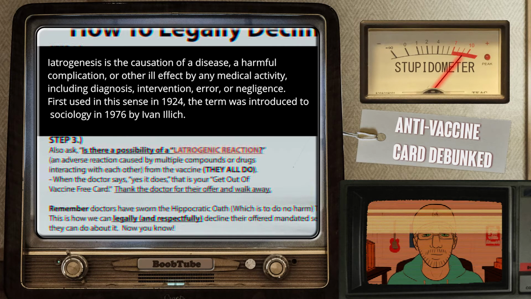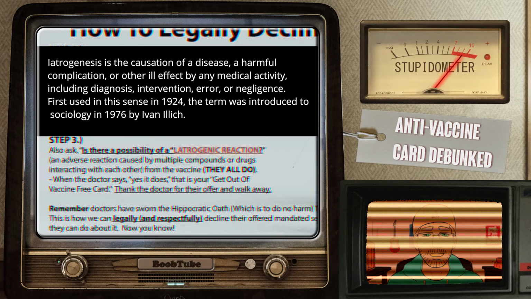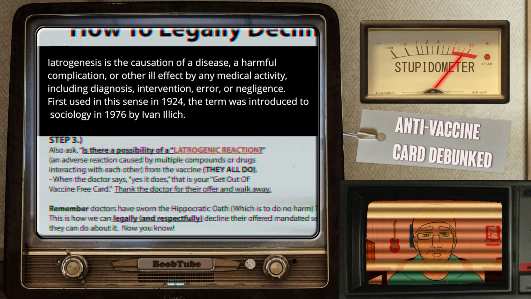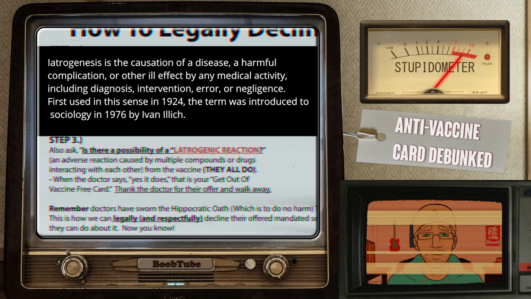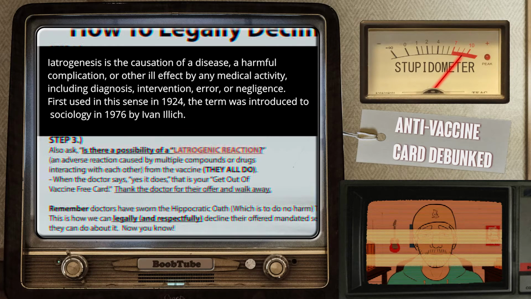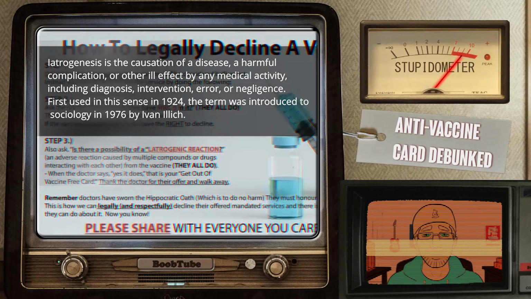So what is the point? This step 3 can be made so much easier by asking either, will this procedure be performed by a living being? And if so, that is your get out of vaccine free card. How about, is there a shot involved? If so, walk away. Bloody morons.